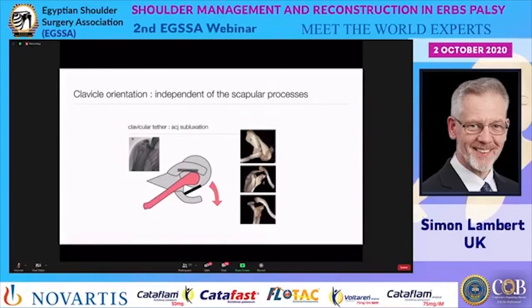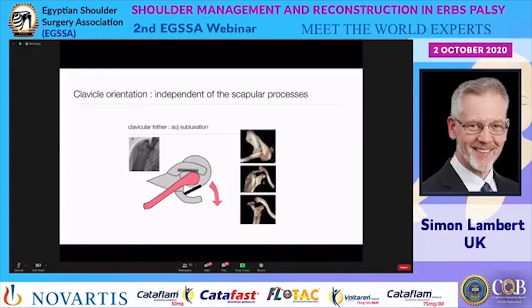But this clavicle is now rotated at its outer end by at least 45, if not 60 degrees. And it's unclear to me why that should happen. It seems unlikely that this is a contracture of the anterior part of trapezius when the rest of the trapezius appears to be normal. This is interesting because at the medial end, the sternoclavicular joints are usually normal.